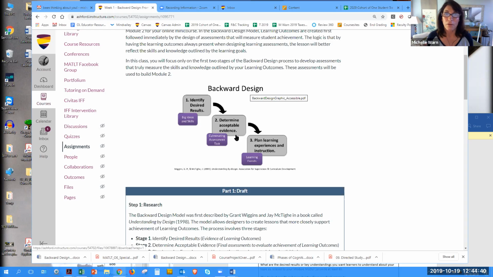Number 3, we're not going to do in this class. We're going to do the next class, and that's where you're building all the activities and assignments that get them to that final assignment where they show you all the learning outcomes, okay? So we're going to focus on 1 and 2 in this class.